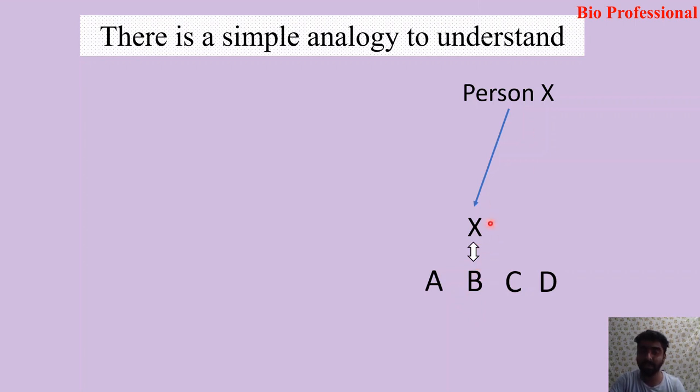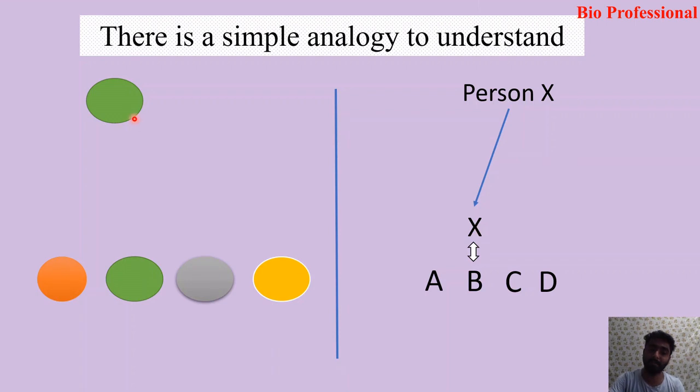So when X comes to all these 4 people, X will say, oh, I know B, and B will also recognize him. And they will start talking at the very first moment. So you have to just apply this analogy to understand the cell signaling process.